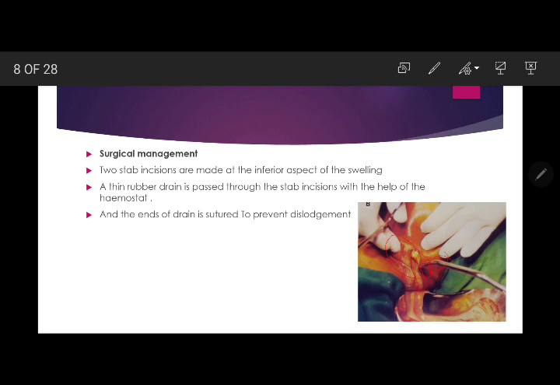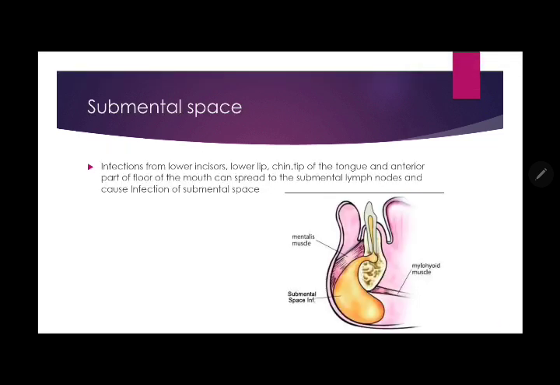Now coming to the submental space infection, these infections are caused by infection from the lower incisors, lower lip, chin, and tip of the tongue, and also the anterior part of the floor of the mouth, which can spread to the submental lymph nodes and subsequently cause the submental space infection.